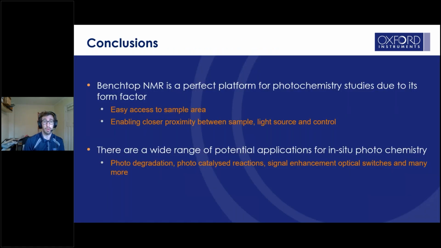So just to conclude, benchtop NMR is a perfect platform for photochemistry studies due to its form factor. It's easy to access the sample area. We can get much closer proximity between the sample, light source, and its control electronics. And there are a huge range of potential applications for in-situ photochemistry, from photodegradation to photocatalyzed reactions, signal enhancement, and many more. And we would love to hear about all those different ideas that you might have for how you would use in-situ photo NMR.